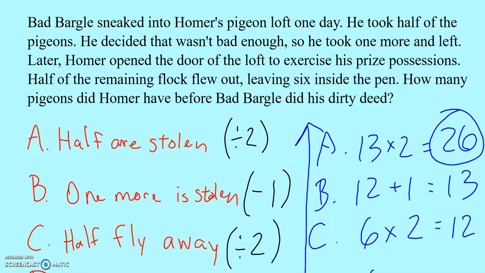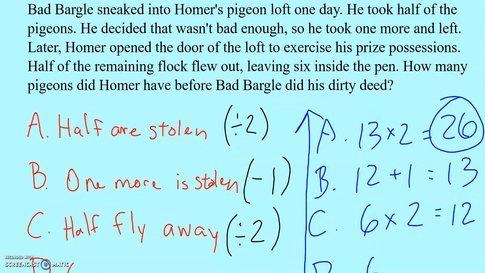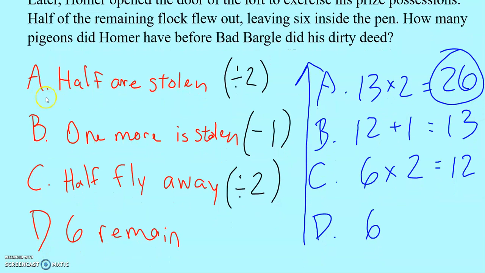And finally, let's look at Bad Bargle, who sneaked into Homer's pigeon loft. He took half the pigeons. He decided that wasn't enough. He took one more. Later, Homer opened the door. Half the remaining flock flew out, leaving 6 inside. So first list those steps in order. A, half are stolen. That's the operation divided by 2. B, one more is stolen. That's minus 1. C, half fly away, that's dividing by 2. And then step D is the fact that 6 remain.